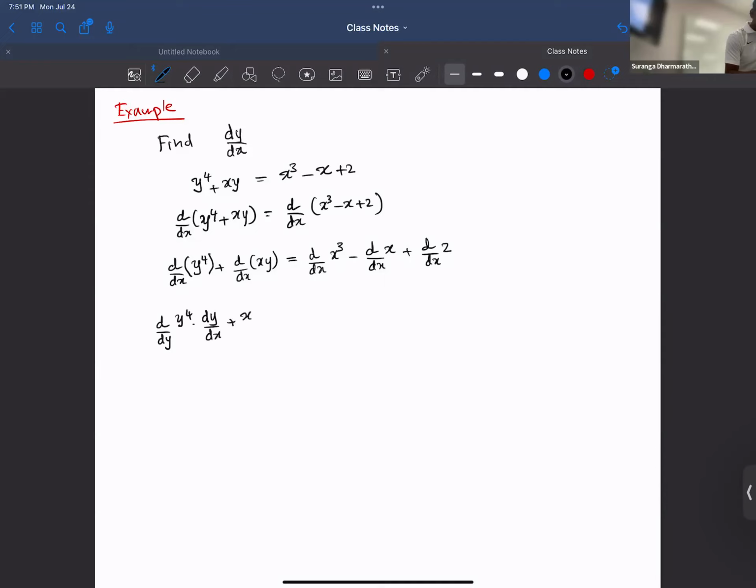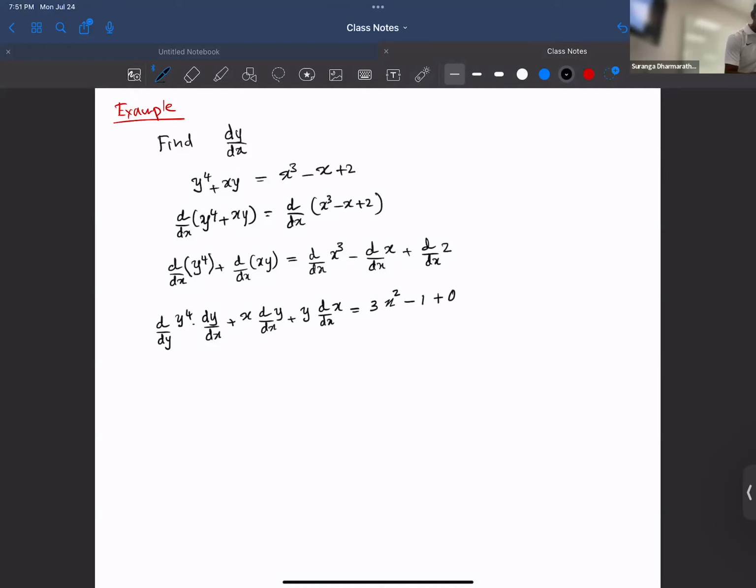I take x out and differentiate y in terms of x. See that, x times d over dx y, because we had only d over dx, we didn't have d over dy, plus y times d over dx x. And for the first term on the right hand side, it is 3 times x to the power 2 minus what? 1, plus what is that? 0. Good.